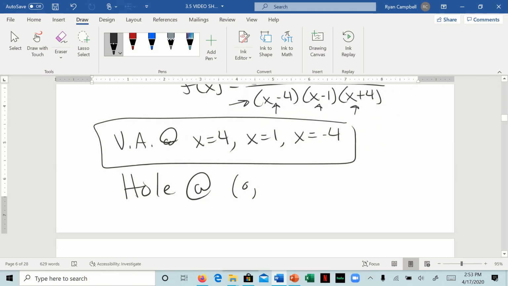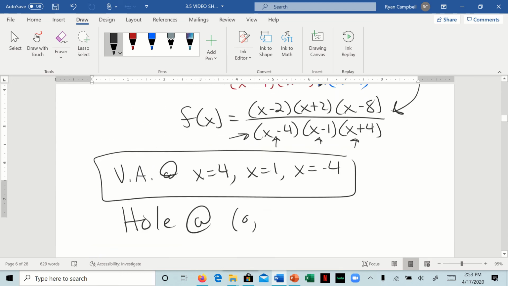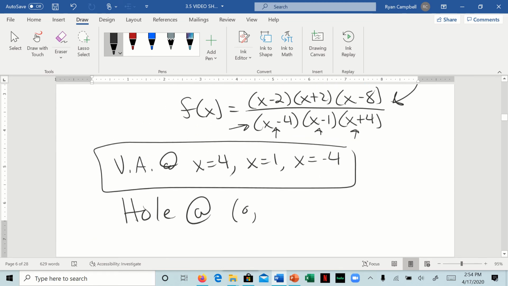All right. So when we plug in 0, we just see that that's just going to be all the numbers that we got, right? So negative 2 times 2 times negative 8 over negative 4 times negative 1 times 4. So we can see 2 and negative 2 just cancels out with the negative 4. And then negative 8 divided by negative 4 is positive 2. So our hole is going to be at 0, 2.